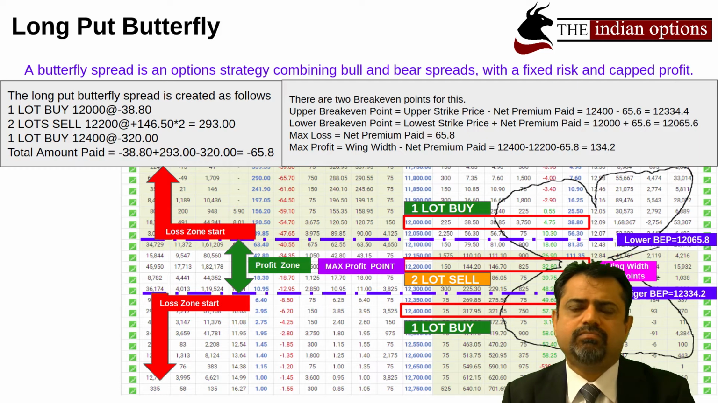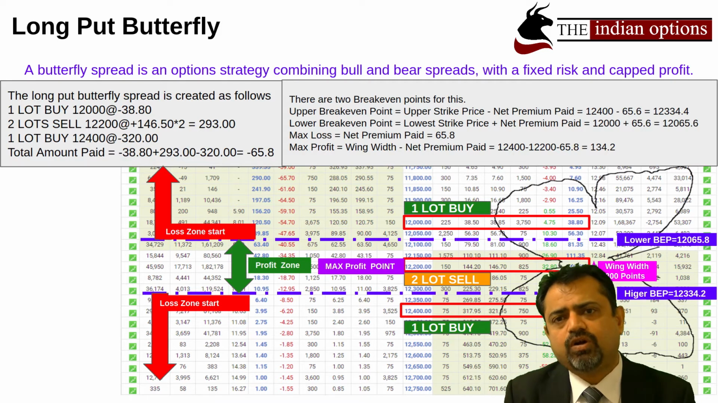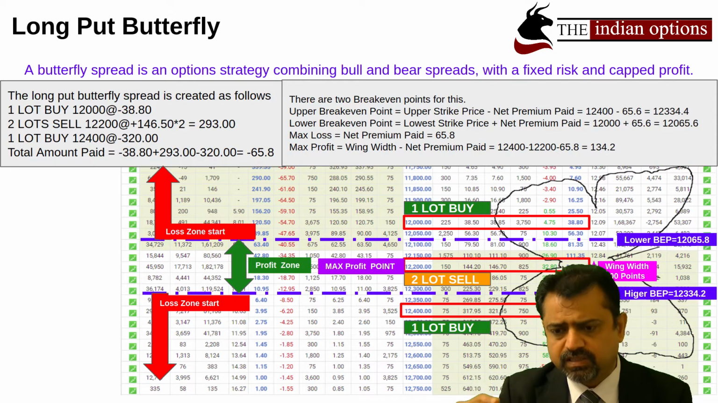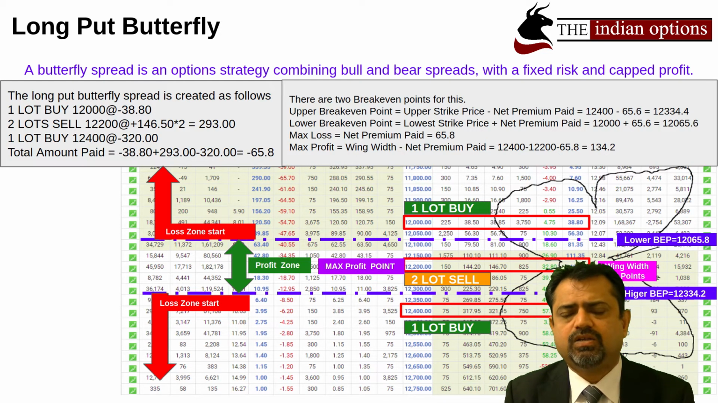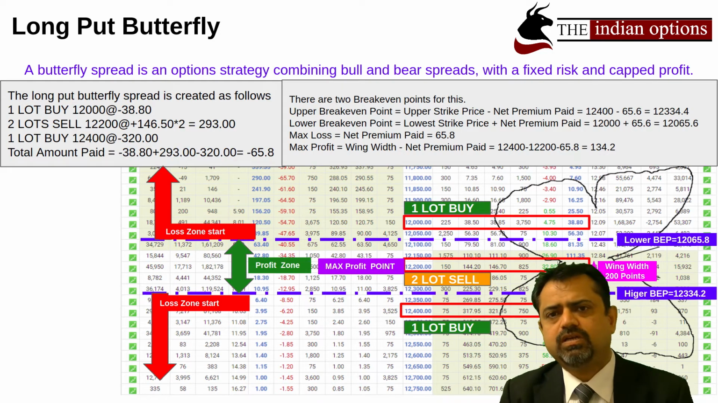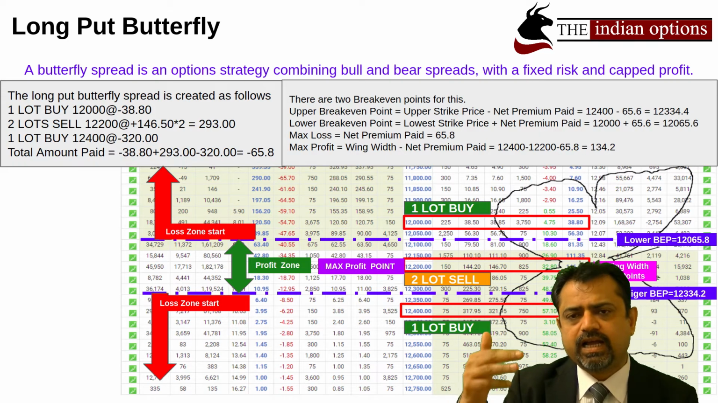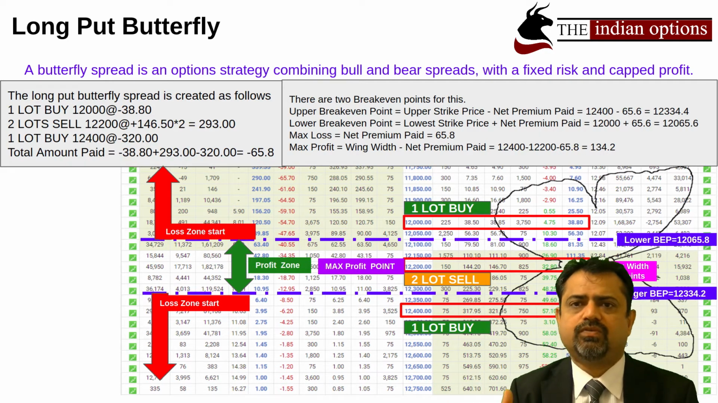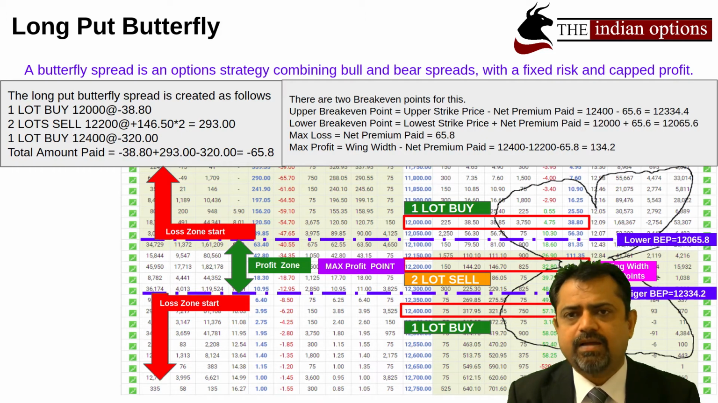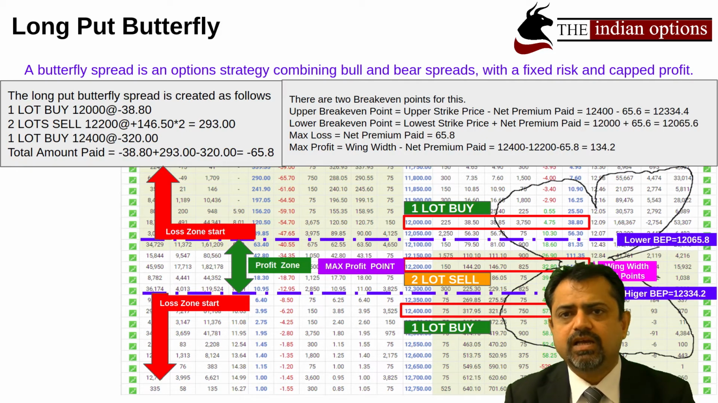Now again, the first two things we studied on the call side, now we have on the put side. Exactly the same, there is no difference, only the strike prices are going to be different, the premiums are going to be different. So here what I am doing is I am buying one lot at 12,000 and I am selling two lots at 12,200, and again I am buying one lot at 12,400. So I am buying the wings and I am selling the body. Okay, that's why it is called long put.